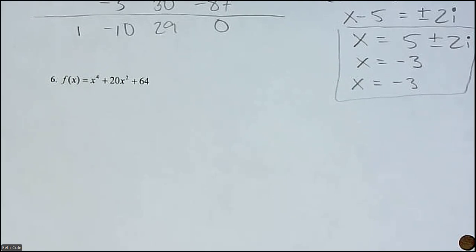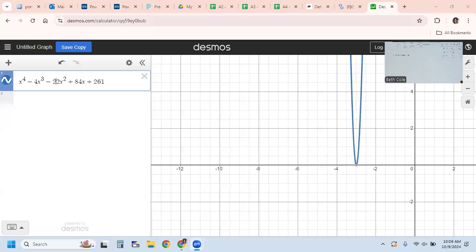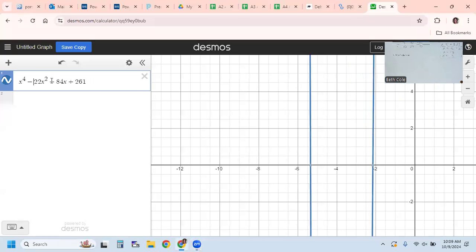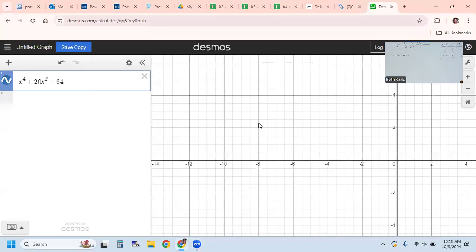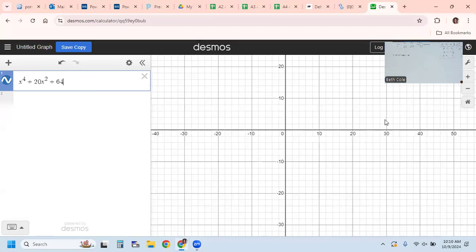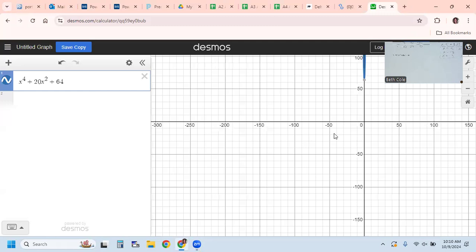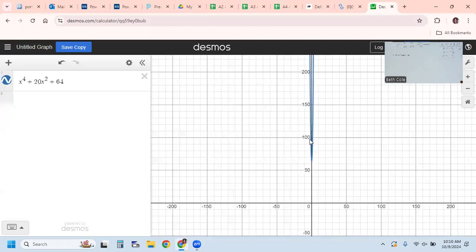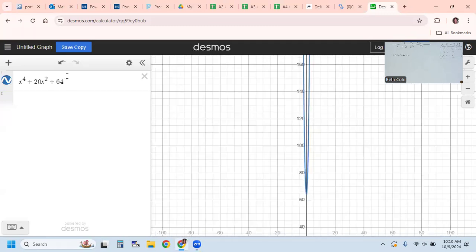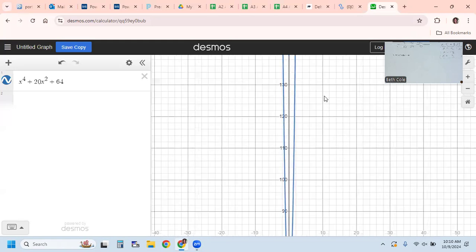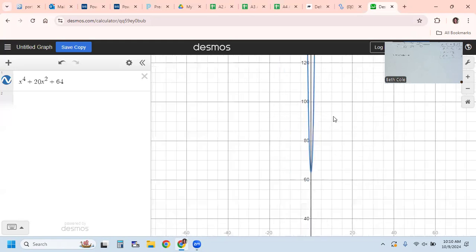Right. And then last one, let me share the screen and go ahead and type it in. So x to the 4th, we're missing the cubed, is plus 20x squared plus 64. So you notice with this one, see how it does not touch the x-axis? Where's the graph? There it is. It's all the way up there. The reason it's all the way up there is because of that plus 64 at the end of the equation. It moved up 64.